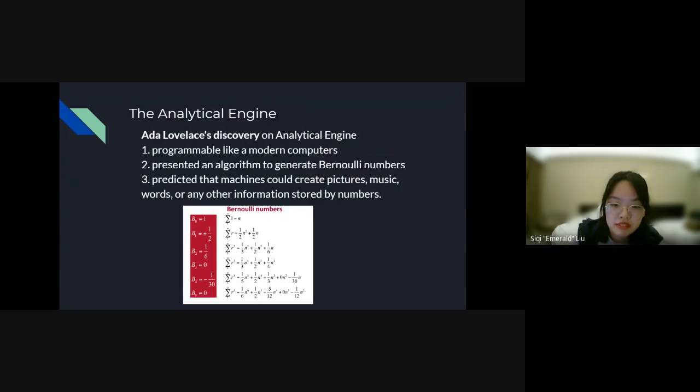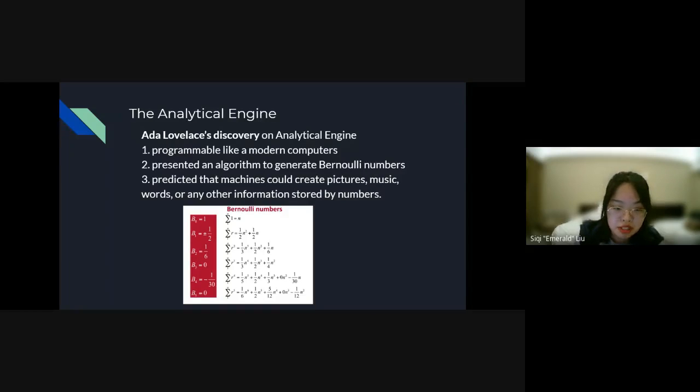During the development of the analytical engine, Lovelace pointed out that it could do more operations than any other calculating machine before. It could achieve conditional branching and looping, which is commonly used in our modern computers. She foresaw the immense future of the machine and almost magically predicted that a machine like the analytical engine would be able to store and even create pictures, music, words, or any other information.